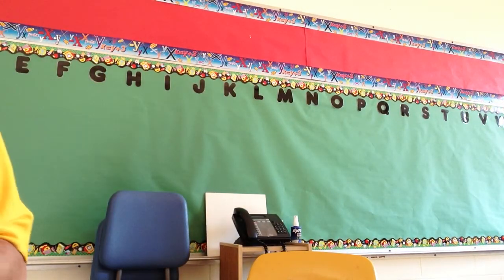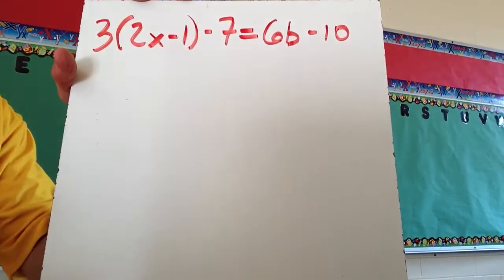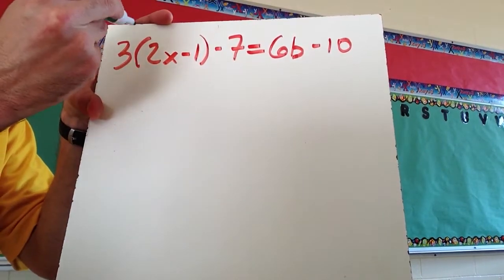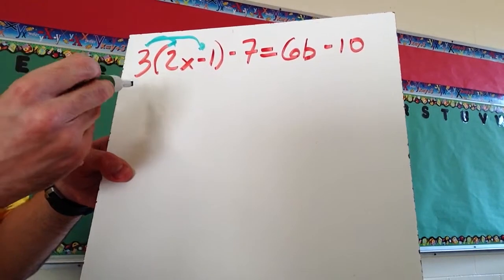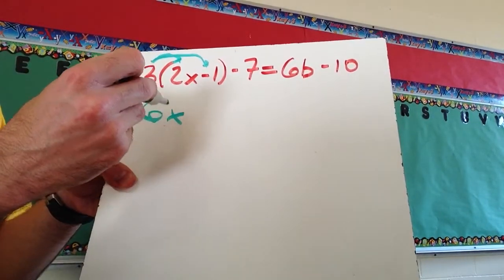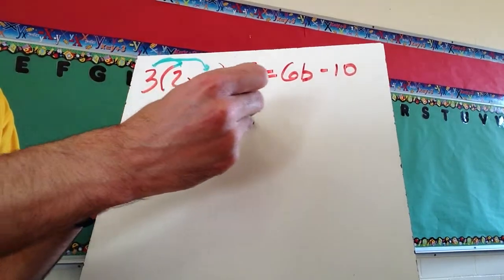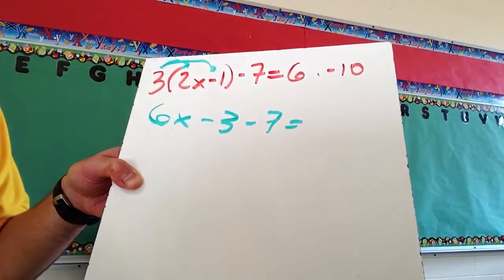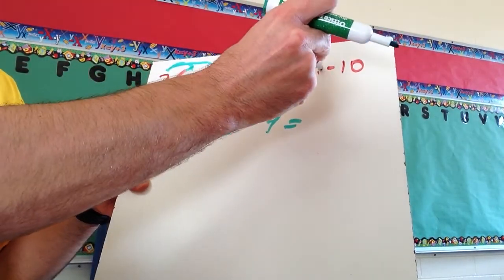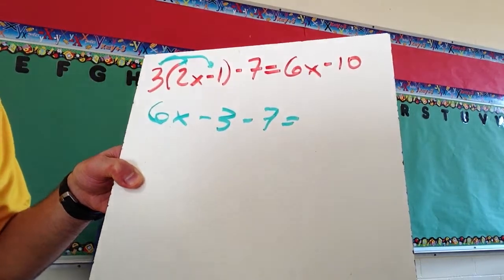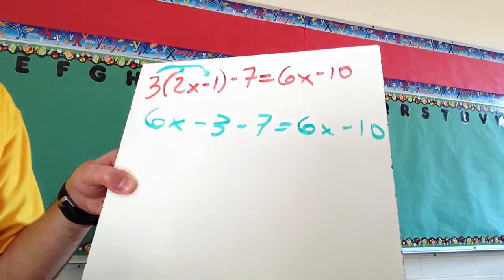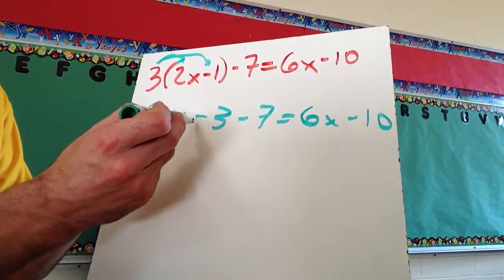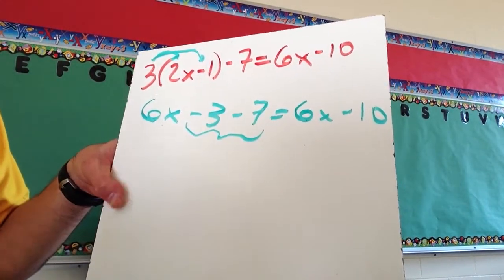All right, I have one last example for you. That looks like this. You can work ahead of me if you feel comfortable, and then pause it or slow down when you get to a place where you feel stuck. 6x minus 3 minus 7 equals, sorry, this should be an x, not a b. Equals 6x minus 10.